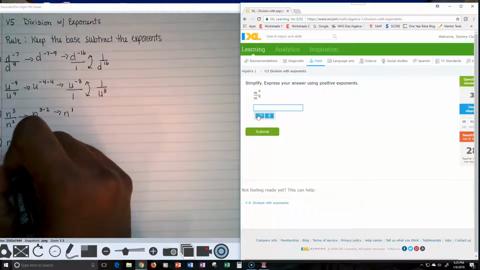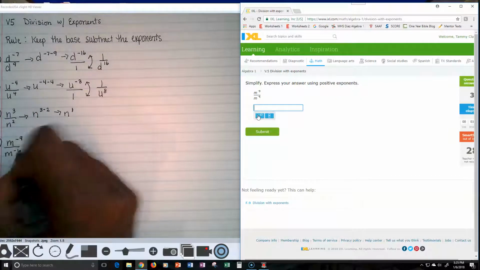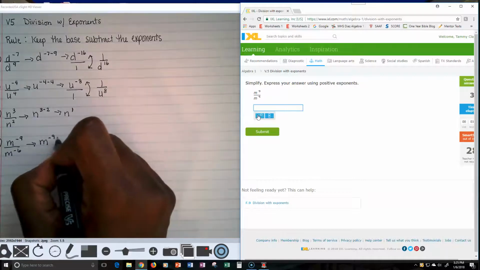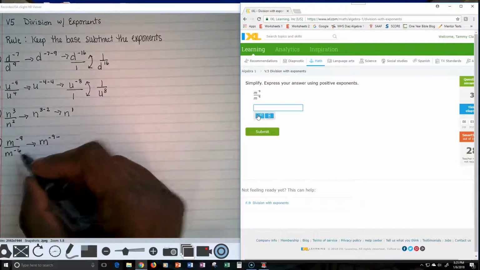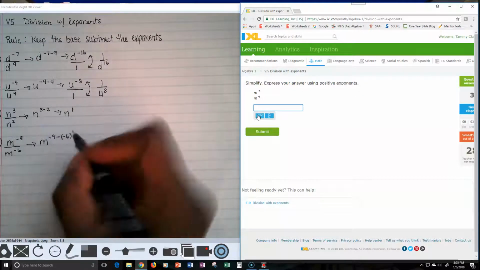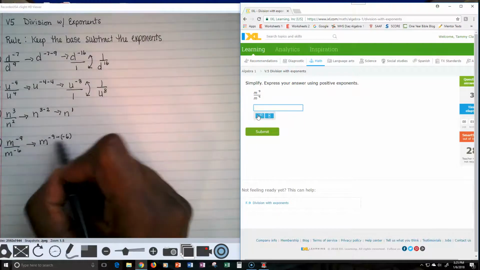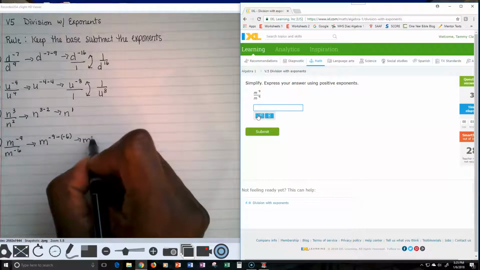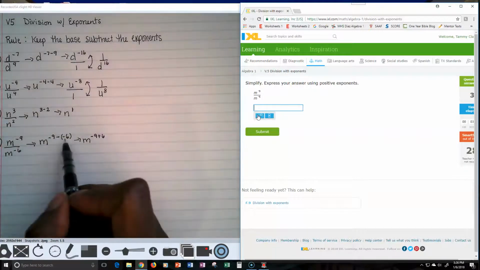Number 4, we've got m to the negative 9 divided by m to the negative 6. So I'm going to take m, keep my base, negative 9 minus, that's part of what you're supposed to do. What are we subtracting? We're subtracting negative 6. So don't get rid of the negative if you have one. It becomes whatever your number is minus the negative. So we know when we subtract a negative, it actually becomes a positive. So we've got m to the negative 9 plus 6, because minus a negative is a positive.